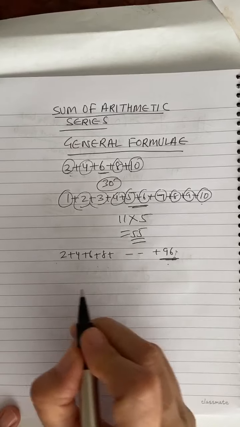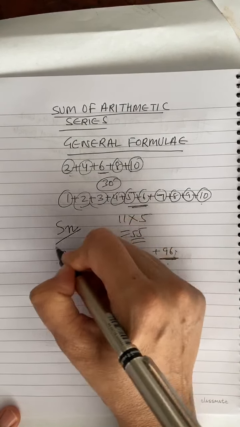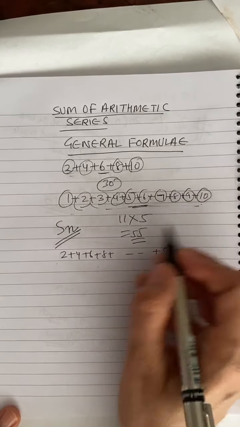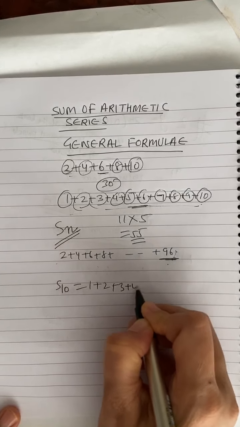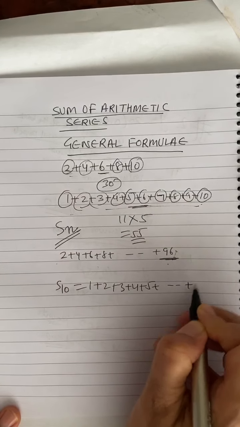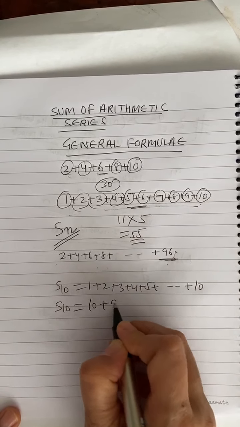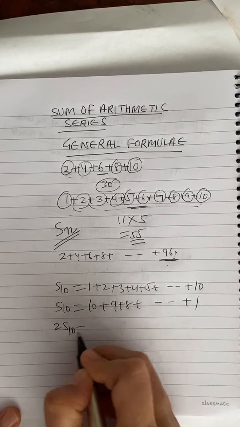For sum we use the notation S, and for the sum of n terms, we'll be using Sn. So for example here, if I'm adding 10 terms, I'm going to use S10, which is 1 plus 2 plus 3 plus 4 plus 5, up to 10. Then I'm going to rewrite this again by reversing the order, and so I get 10 down to 1, and then I'm going to add them vertically.